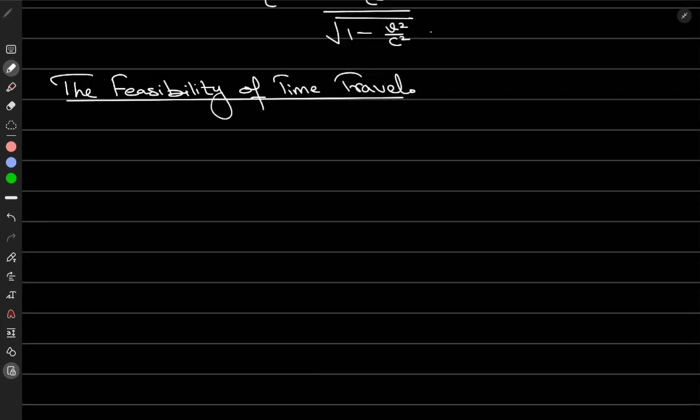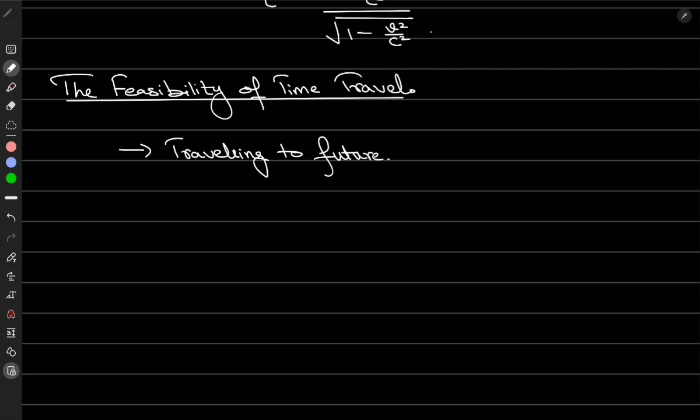So with that, we can talk about the feasibility of time travel. Given these fundamental principles of relativity and space-time that we have talked about, is time travel actually possible? The answer to that question depends on how you define time travel. So first, let's talk about traveling to the future.